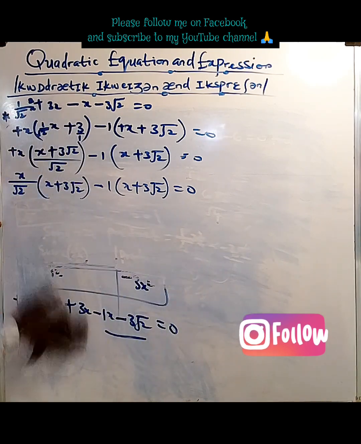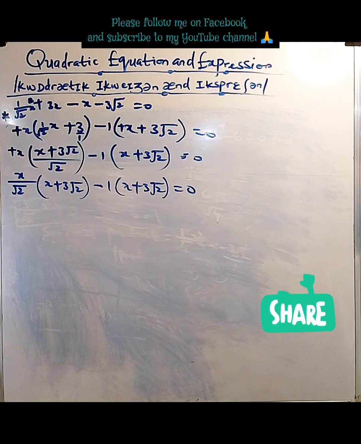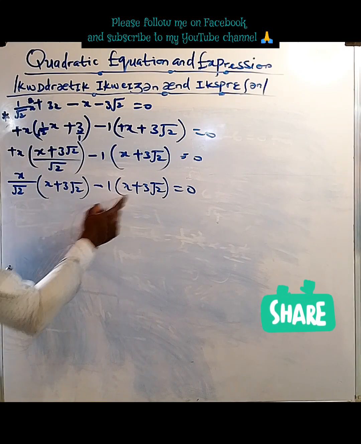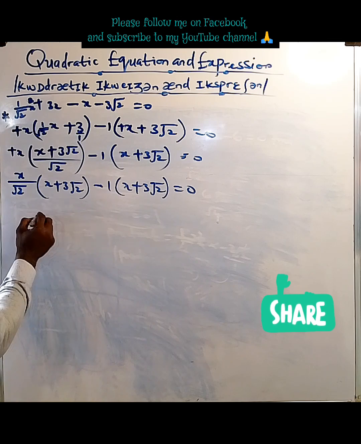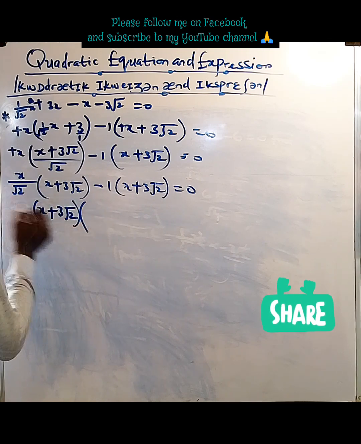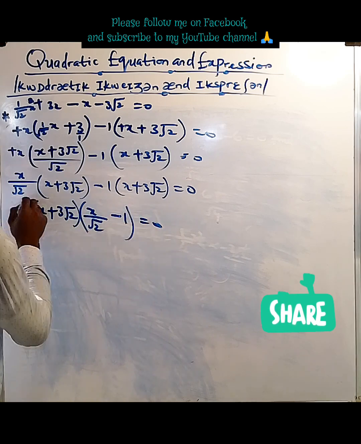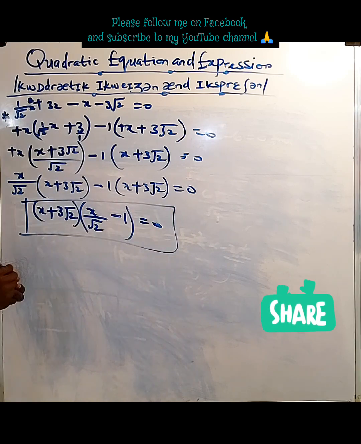We're done. We factorized this already, as you can see. It's already factorized. So what do we do next? x plus 3 root 2, x plus 3 root 2, they're both the same. So we pick out one of them, x plus 3 root 2. That's x over root 2 minus 1 equals 0. So this is how to factorize this. It's quite tricky, but very interesting and easy.